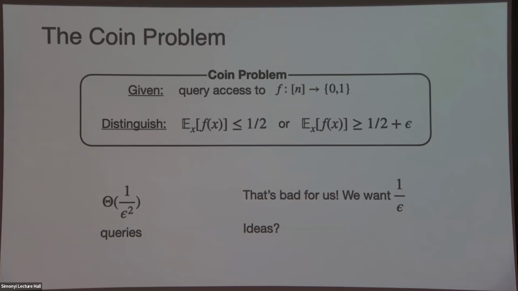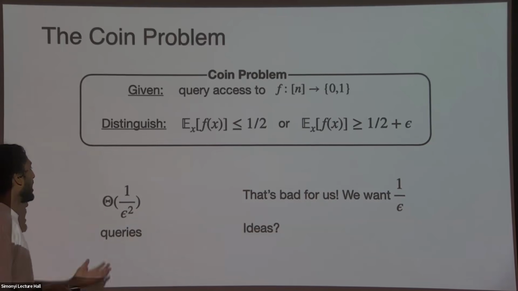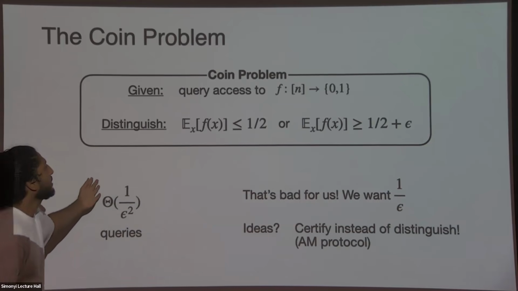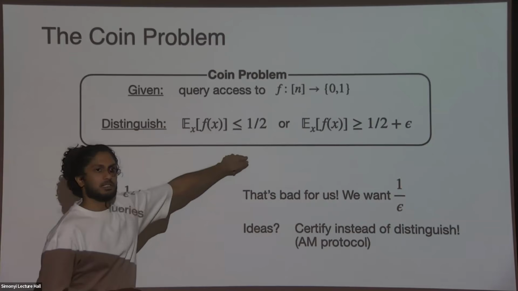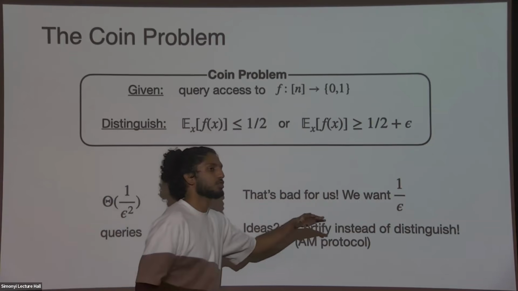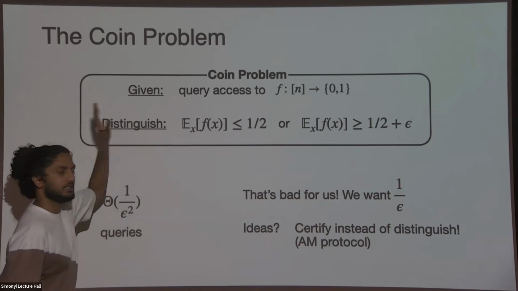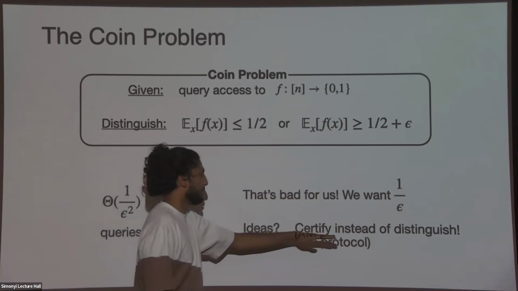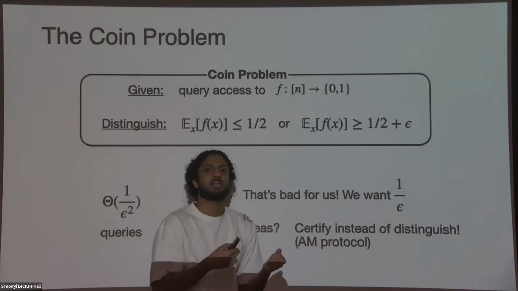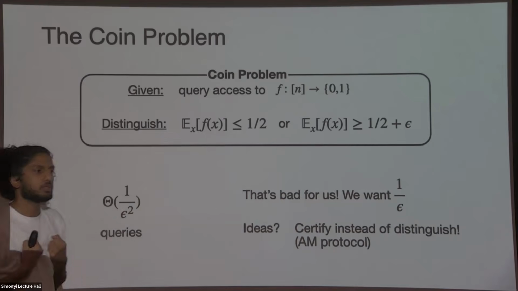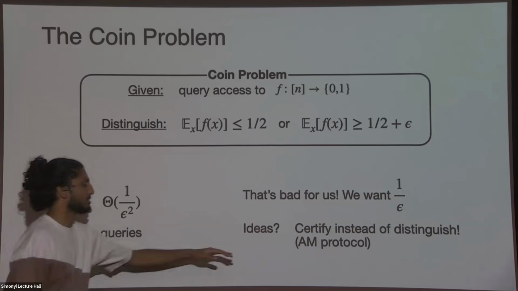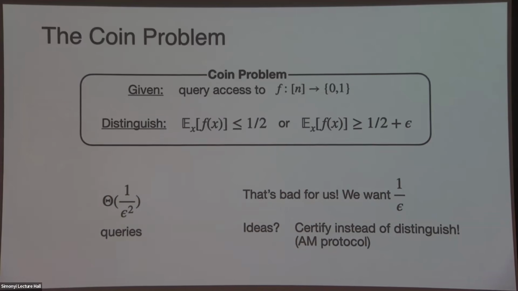Our idea to try and do this is to say, okay, let's not try to solve the coin problem. Instead of trying to distinguish these two cases, let me ask how hard it is to just certify that this coin is biased. By certification, I mean I'm allowing a prover to hand me some information, and I just need to verify that I'm in one of the cases. If you're familiar with complexity theory, it's like an Arthur-Merlin protocol, but if not, don't worry about it.